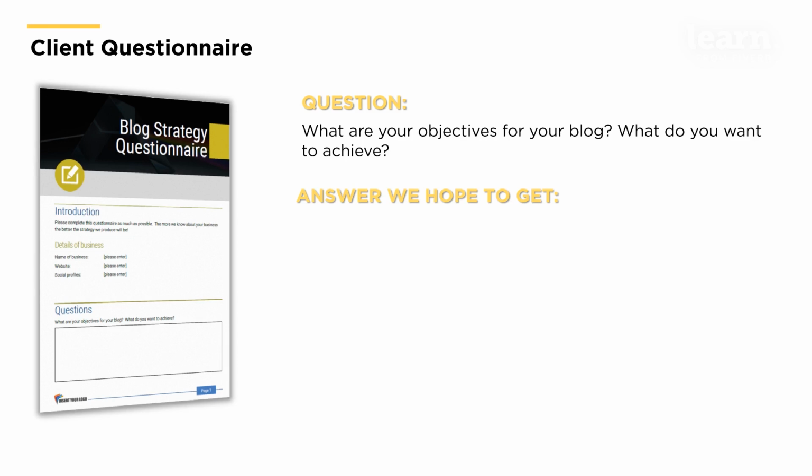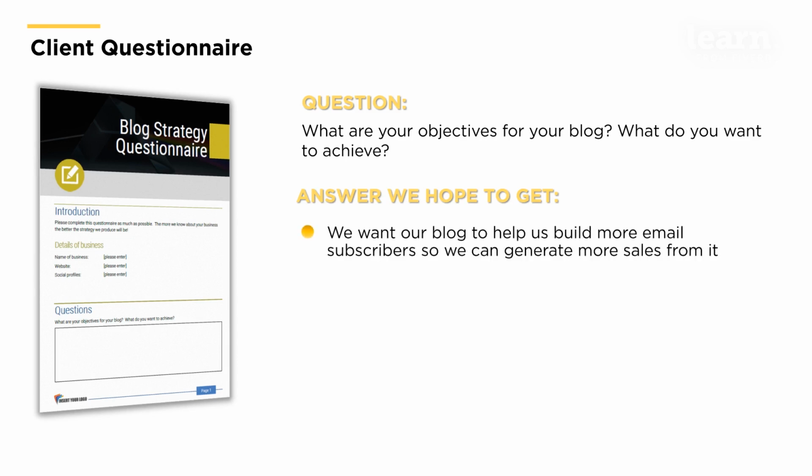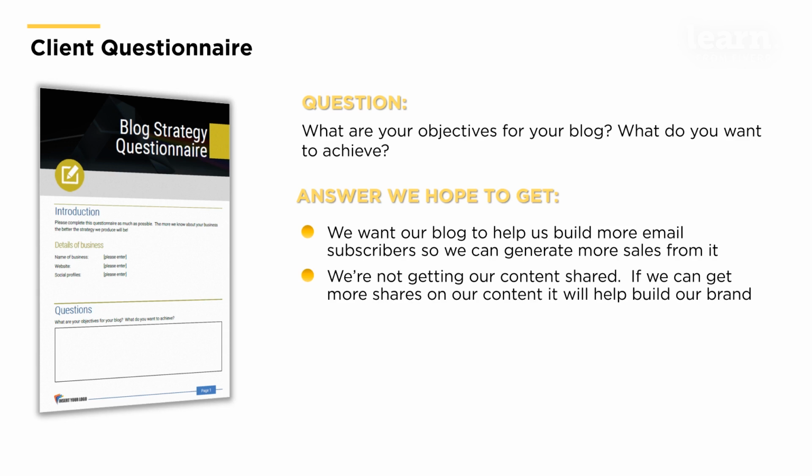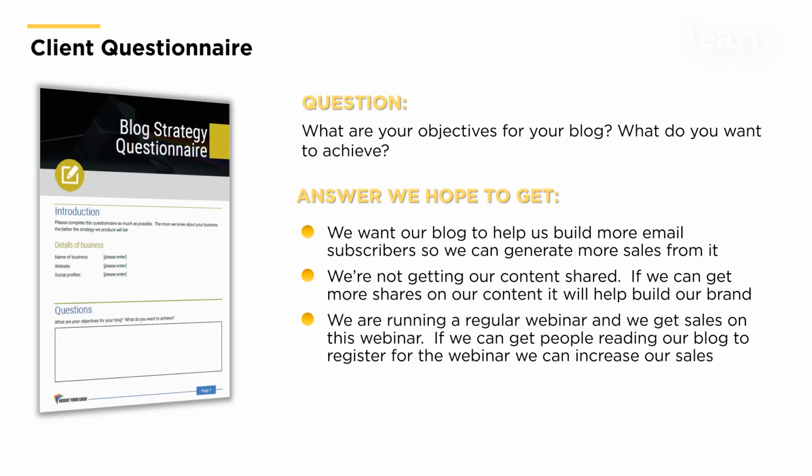So what are your objectives for your blog and what do you want to achieve? We want our blog to help us build more email subscribers so we can generate more sales from it. We're not getting our content shared. If we can get more shares in our content, it will help build our brand. And we're running a regular webinar and we get sales in this webinar. If we can get people reading our blog to register for the webinar, we can increase our sales. We like all these because we can easily solve all these, and through our course here, we'll show you how to solve all these.